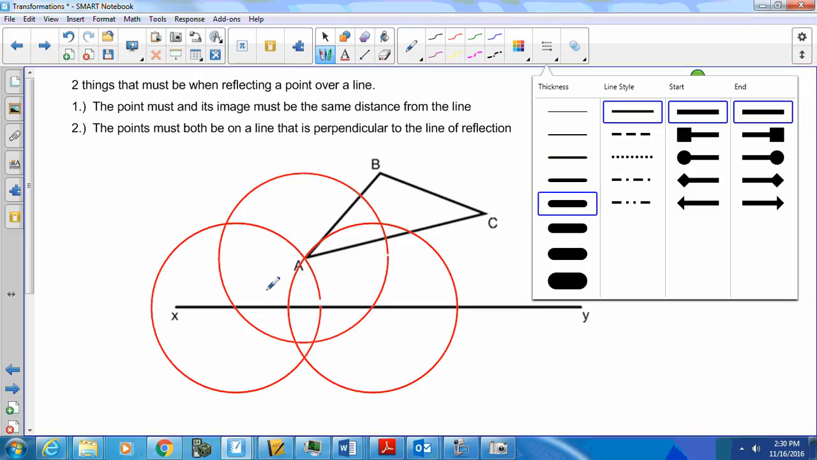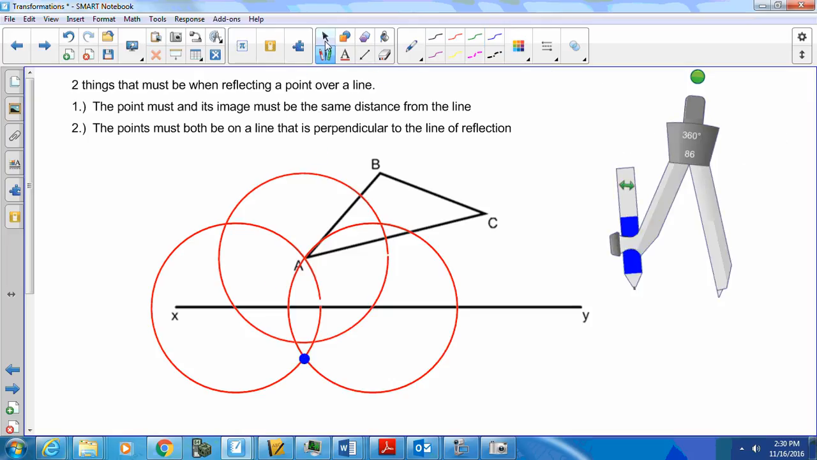is a point that is not only the same distance. I'll call it A prime. This A prime is the same distance from the line of reflection as A is. They are both the same distance. If I were to go here and go here, they're the same distance. But not only that, this is actually perpendicular because this is our perpendicular bisector. We've just done the perpendicular bisector to this particular segment.